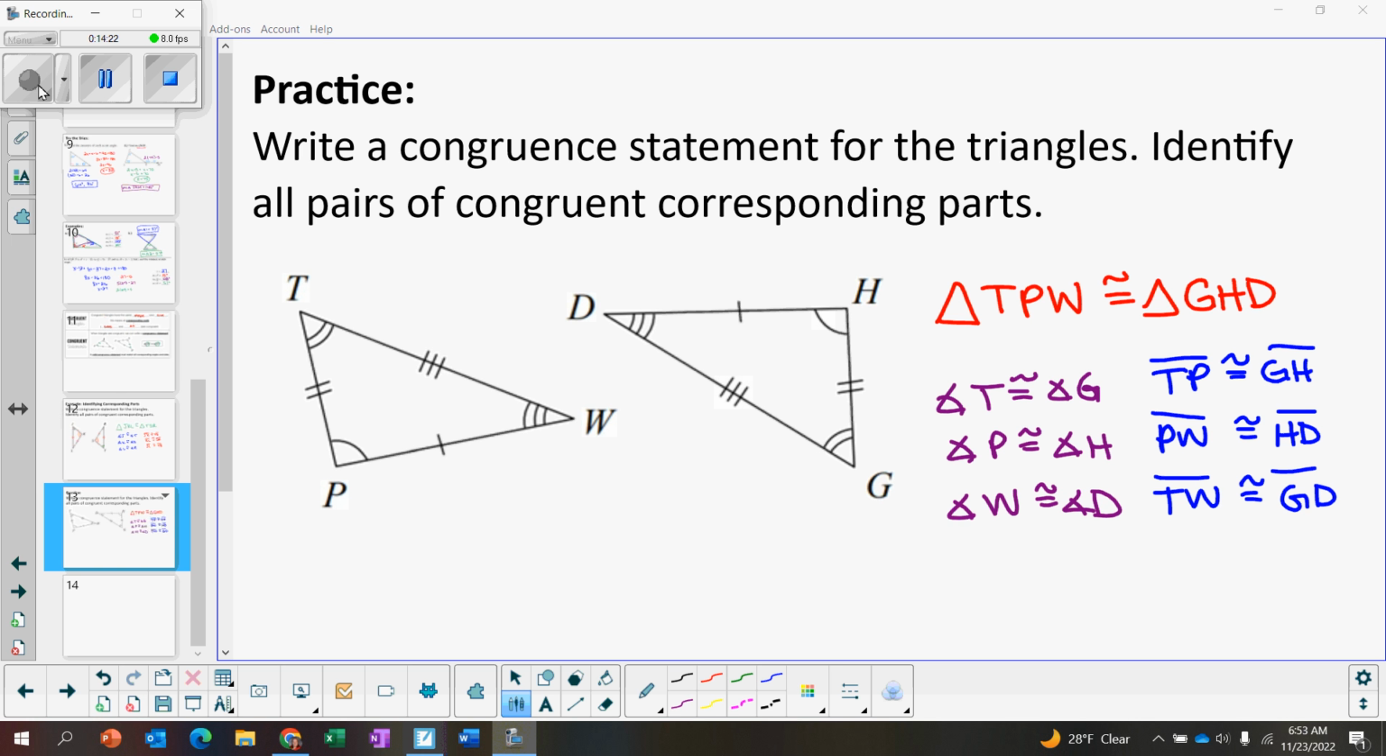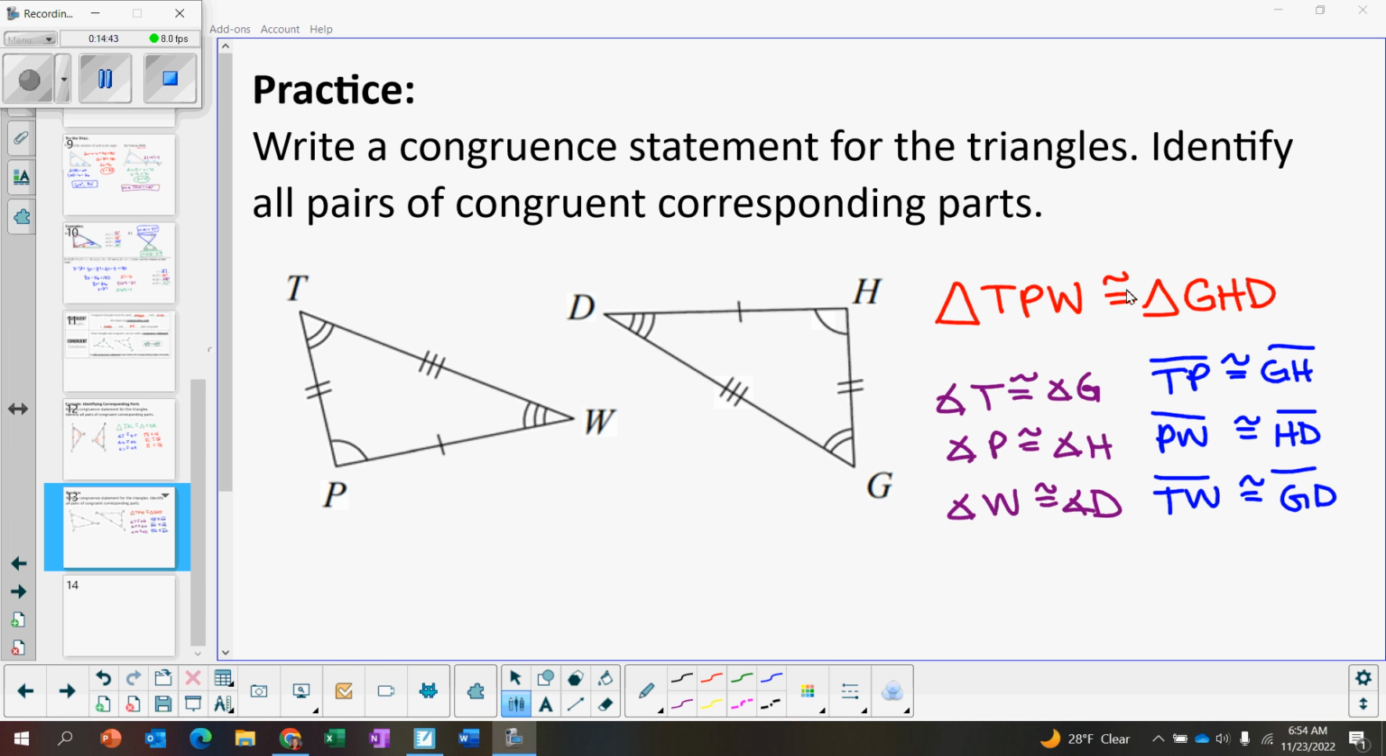Alrighty, let's check our answers here. This is not the only way you could have written this first congruent statement. As long as your T is in the same place as G, your P in the same place as H, and your W in the same place as D, you're okay. So you could have had something like PWT is congruent to HDG or something like that, right? So it's okay if it does not look exactly like this.